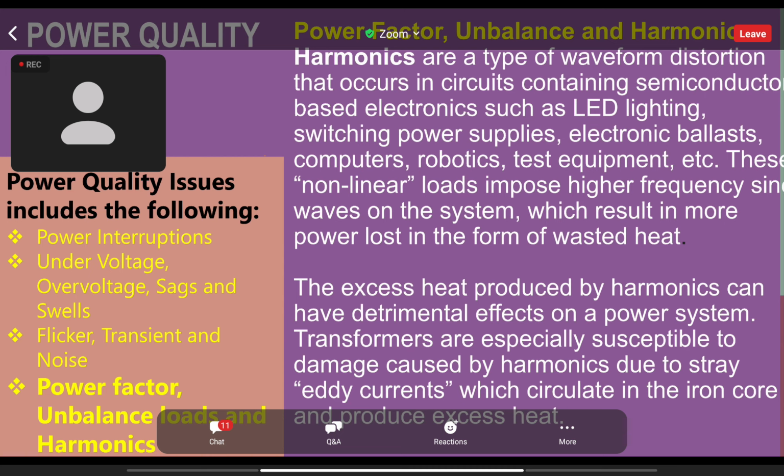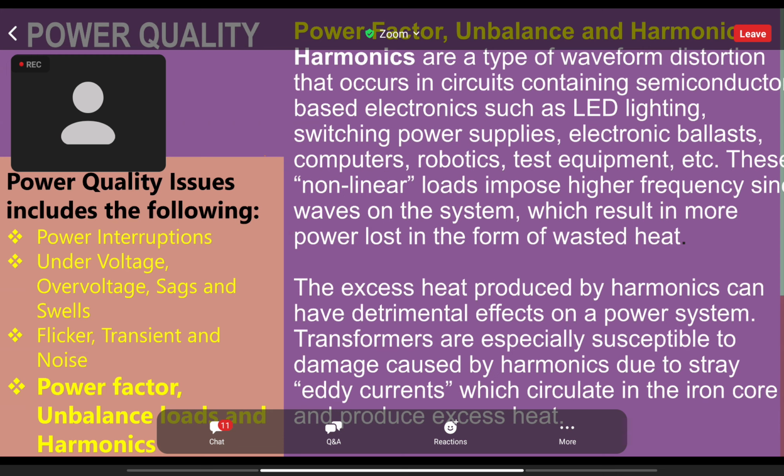Because if we cannot address harmonics, especially the triplet harmonics, this can cause current to flow to the neutral and will not cancel the three currents of VC, VC, VC in the zero sequence. They do not cancel to the neutral. So this will lead to a higher amount of current in the neutral and will result in overheating, as discussed earlier. So the excess heat produced by the harmonics can have detrimental effects on the power system.